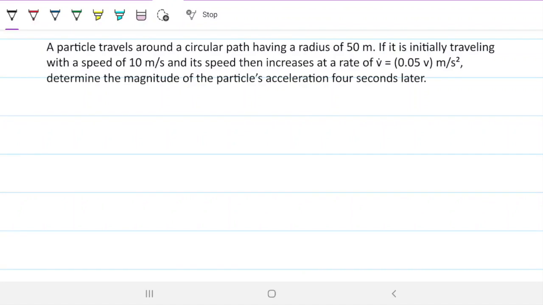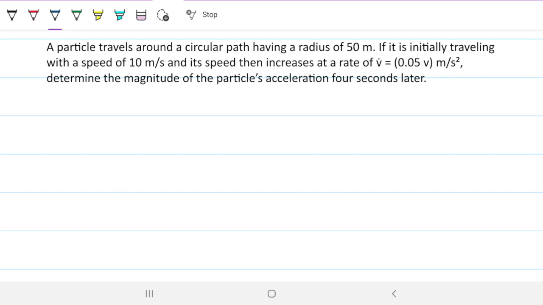A particle travels around a circular path having a radius of 50 meters. If it is initially traveling with a speed of 10 meters per second, and its speed then increases at a rate of 0.05 times velocity, meters per second squared, determine the magnitude of the particle's acceleration 4 seconds later.